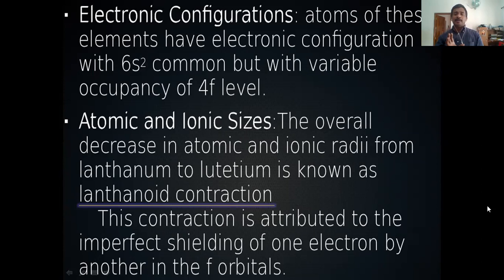And what is the reason for lanthanoid contraction? It is due to imperfect shielding of nuclear charge by the electrons of the F orbital. The F orbital has a comparatively larger size. Therefore, electrons are accumulated at a distance, so they cannot shield the nuclear charge perfectly. So the effective nuclear charge will be more. Therefore, size decreases.